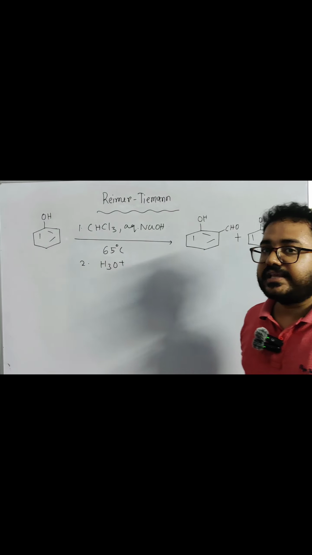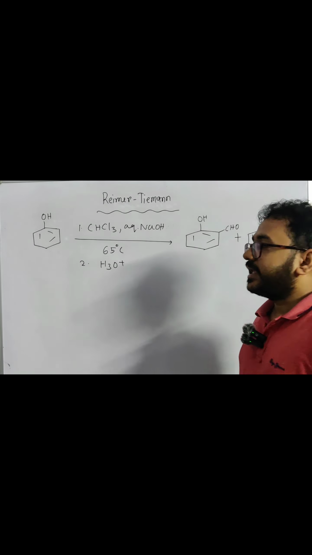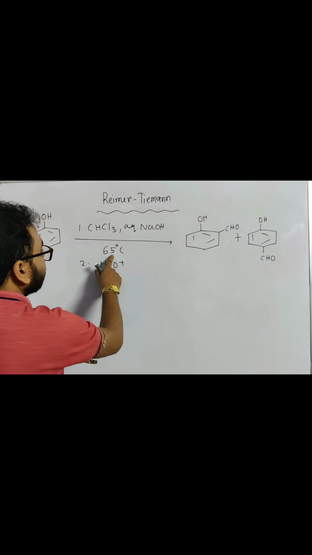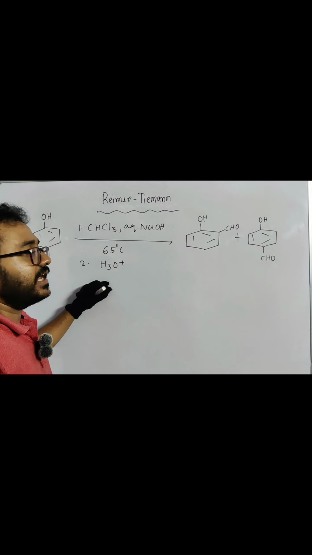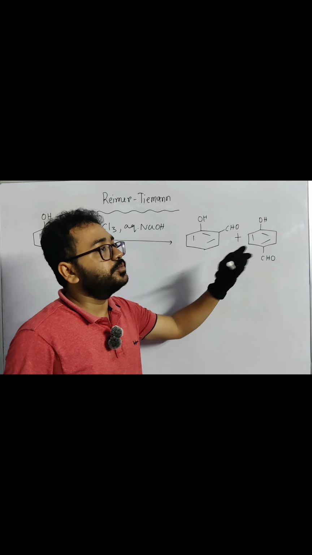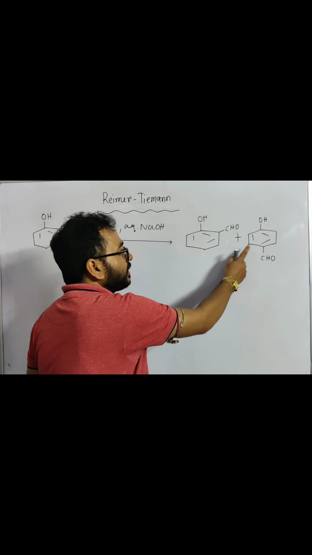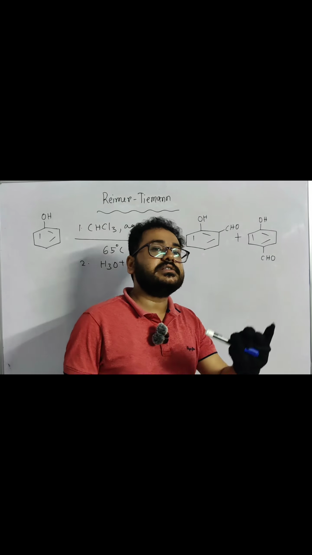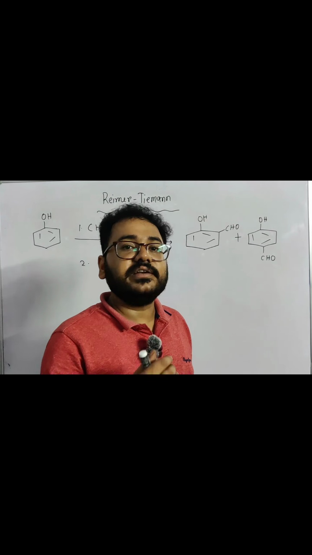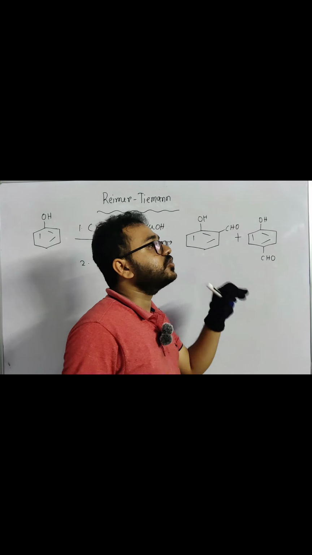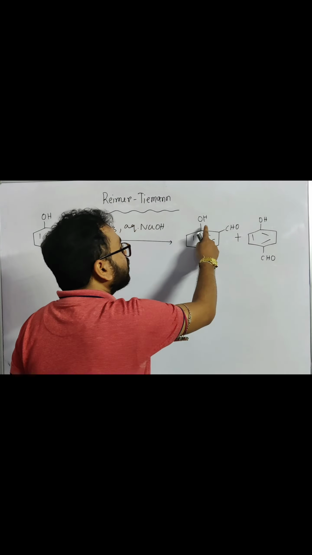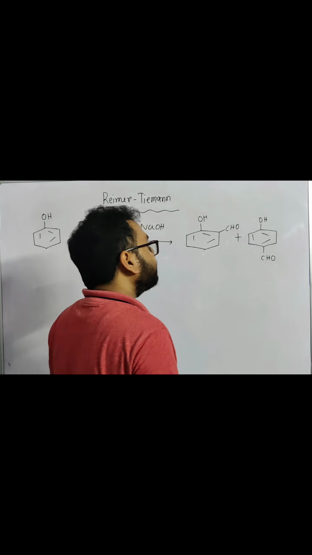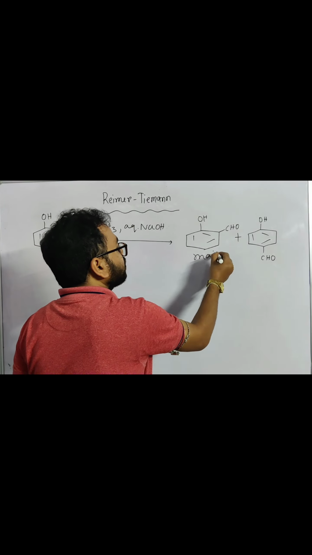When phenol is treated with chloroform in the presence of base at 65 degrees centigrade, followed by reaction with dilute acid, we will get two products. One is the ortho product, another is the para product. Generally, para products are major due to steric reasons. But in this case, the ortho product, 2-hydroxybenzaldehyde, also known as salicylaldehyde, is the major product.